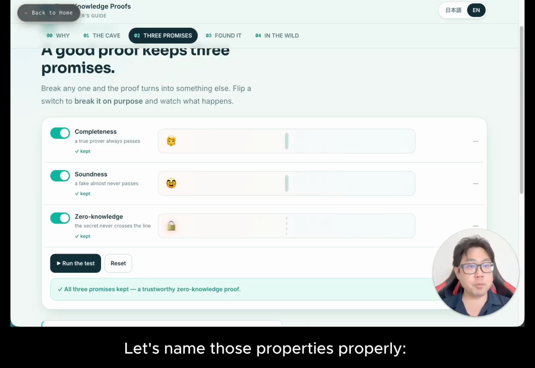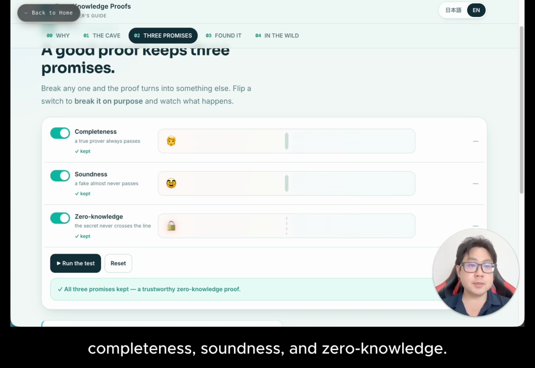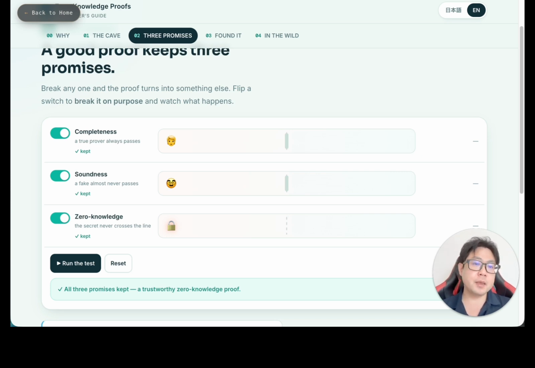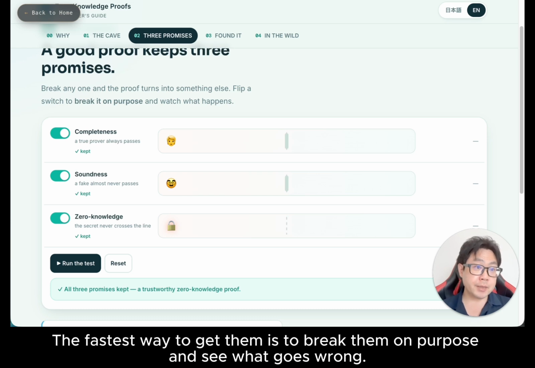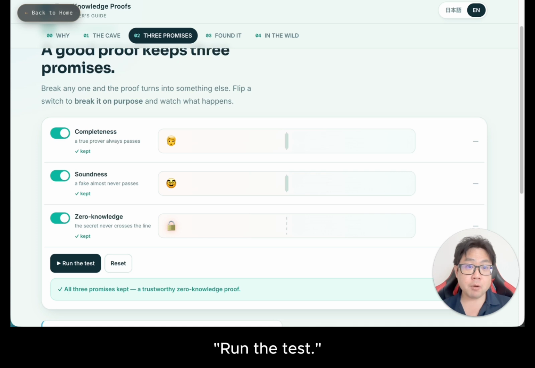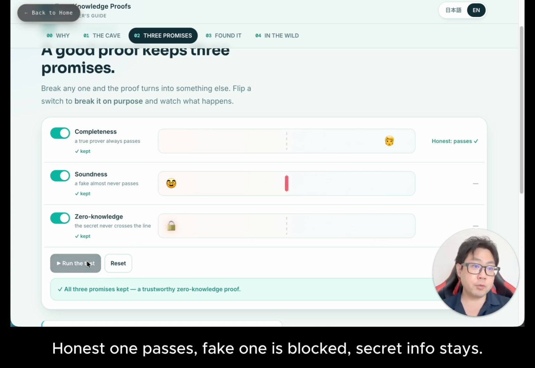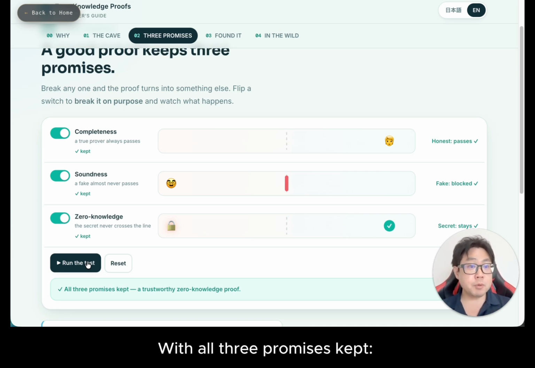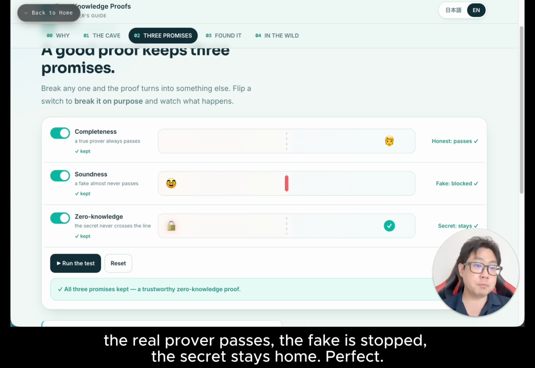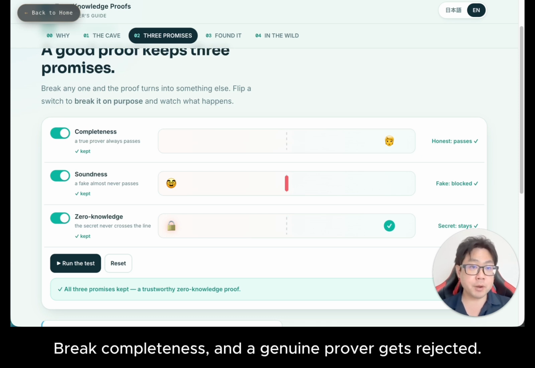Let's name those properties properly: completeness, soundness, and zero knowledge. The fastest way to get them is to break them on purpose and see what goes wrong. Now run the test. Honest one passes, fake one is blocked, and secret info stays. With all 3 promises kept, the real prover passes, the fake is stopped, and the secret stays home. It's perfect.